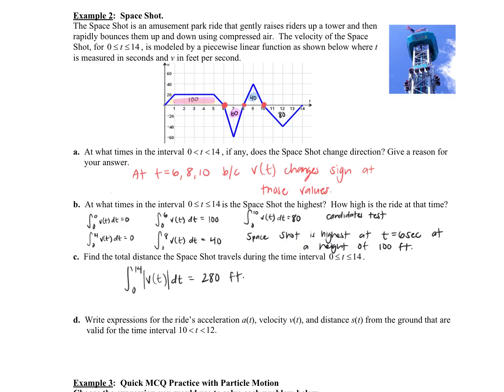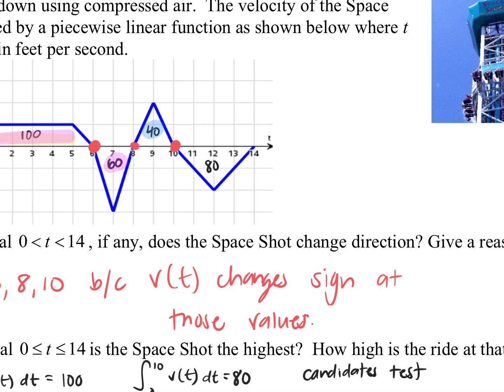Part D is kind of just a check to see if we know what acceleration, velocity, and distance look like on a certain time interval from this graph that we're given. So it wants us to write an expression for those three things on the time interval from 10 to 12. So I'm looking at this specific time interval right here.